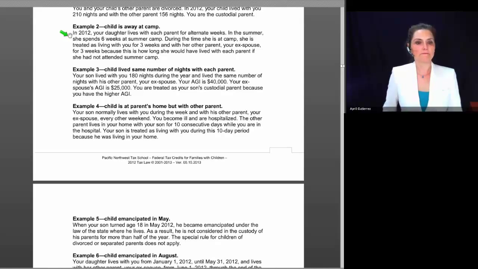Example number two, your child is away at camp. In 2012, your daughter lives with each parent on alternate weeks. In the summer, she spends 6 weeks at summer camp, and during the time she was at camp, she is treated as living with you for 3 weeks and the other parent, your ex-spouse, for 3 weeks, because this is how long she would have lived with each of you if she had not attended summer camp.